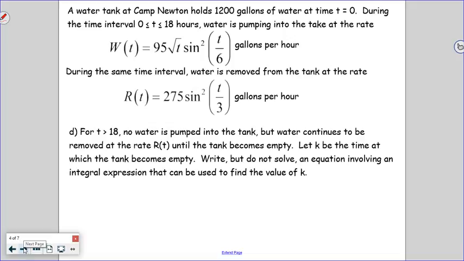Last question on this particular problem, letter D. For time is greater than 18, no water is being pumped into the tank, but water continues to be removed from the tank at R of t until the tank is empty. Let K be the time which the tank becomes empty. Write but do not solve an equation involving an integral expression that can be used to find the value of K. Give me a second to jot that down and then we will talk.